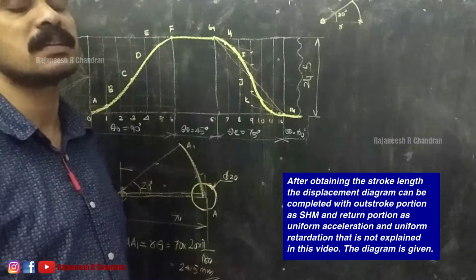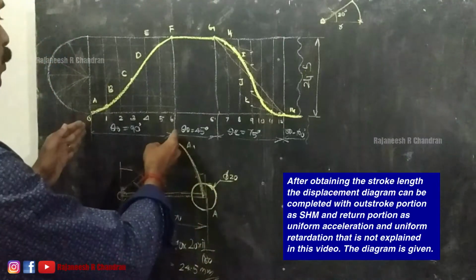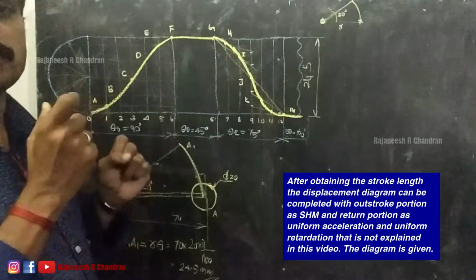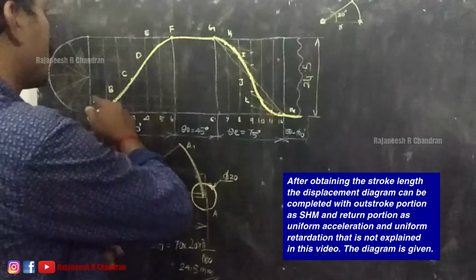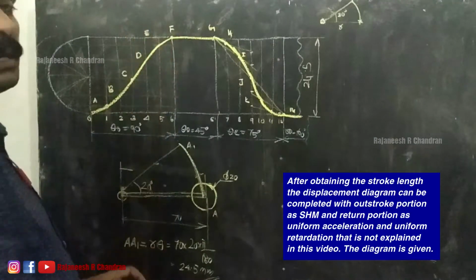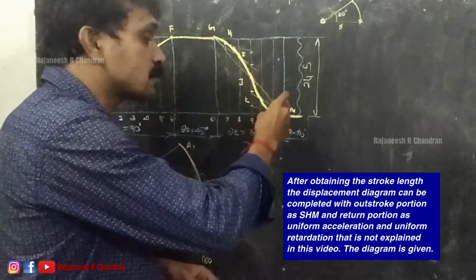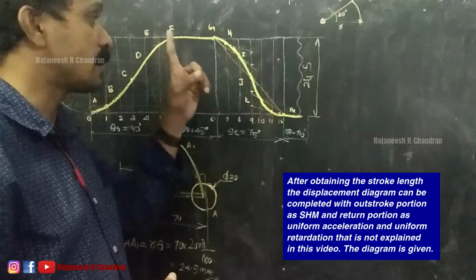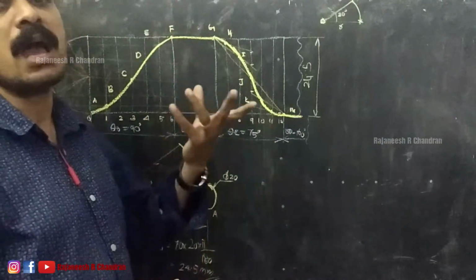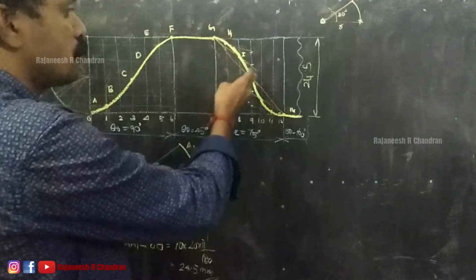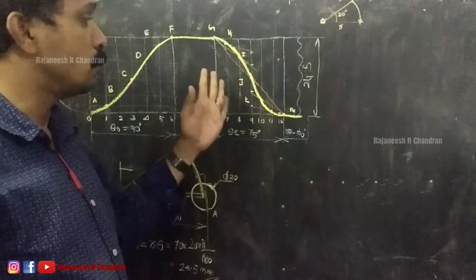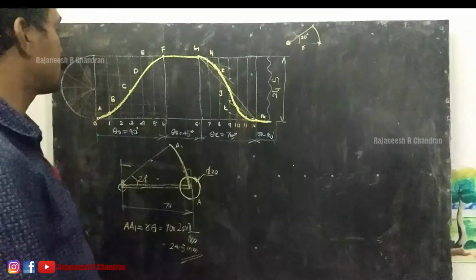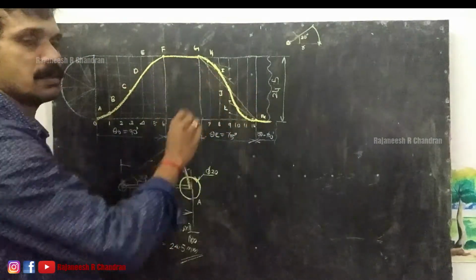So how can we construct the displacement diagram? For the outstroke, we have to consider it as a simple harmonic motion. So we have to follow the construction for that simple harmonic motion that you can see here. And for the return stroke, we have to follow the construction of the displacement diagram for a uniform acceleration and uniform retardation motion. That also you can see. You are well aware how this construction is made. So we have obtained the displacement diagram.